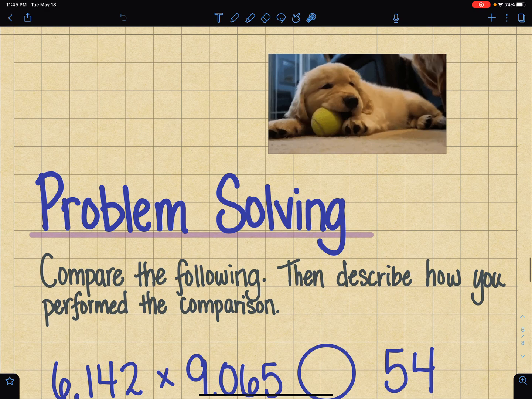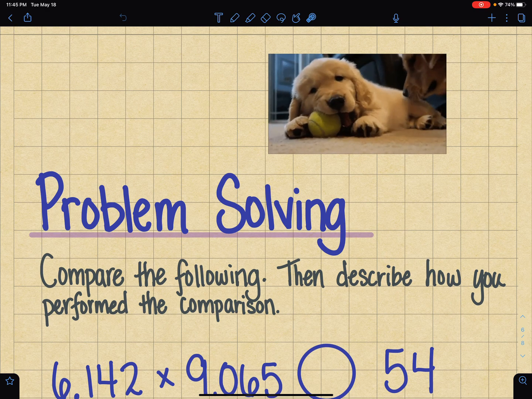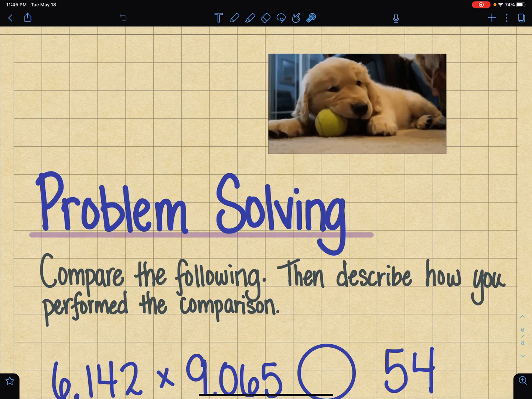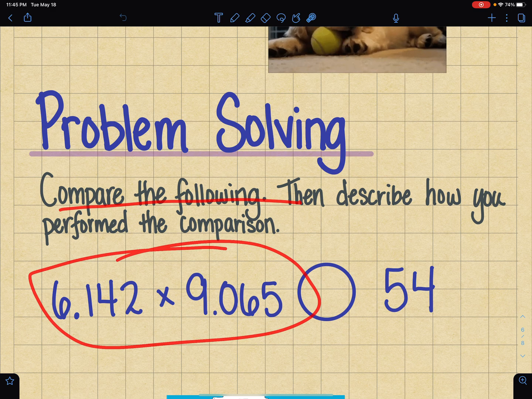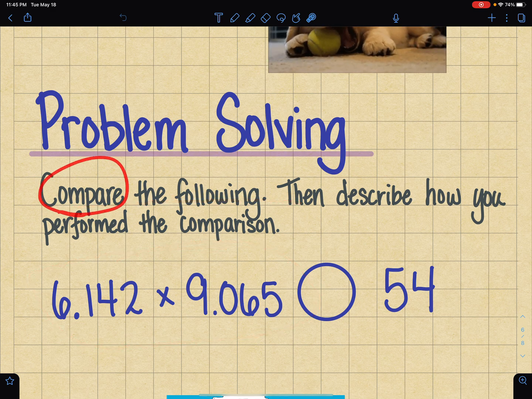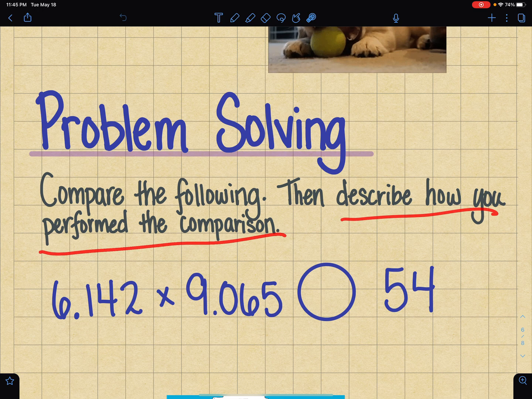Problem solving. Oh, look at that cute puppy chewing on that tennis ball, huh? Problem solving. We are going to compare the following. So we don't actually have to figure this out. We just have to compare. So we're either going to put equal to, greater than, or less than. Then describe how you performed the comparison.